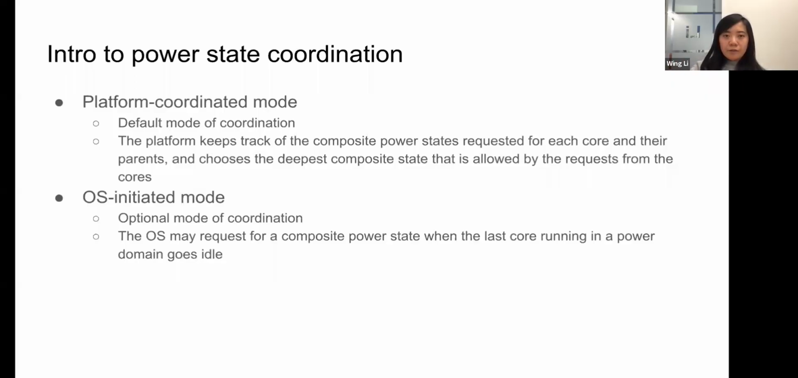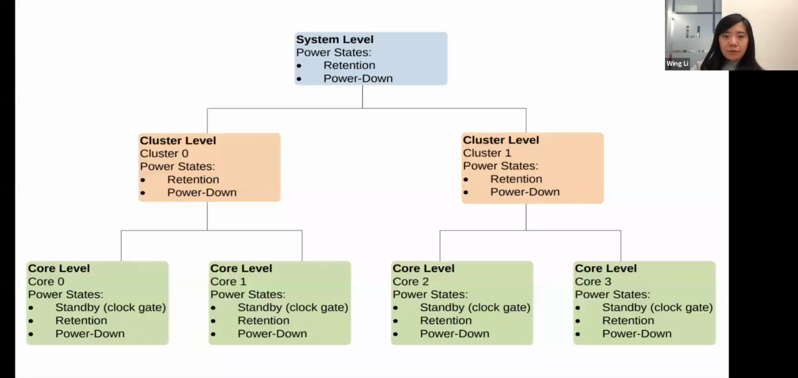So let's go back to the previous slide just to see an example of each mode. So in platform coordinated, when say core 3 goes idle and requests for itself and cluster 1, its parent, to go to power down, the platform at this point can only power down and will only power down core 3 since core 2 is still running. But when core 2 also goes idle and requests for itself and cluster 1 to power down, this is when the platform will power down both core 2 and cluster 1 since both cluster 1's children are now powered down.